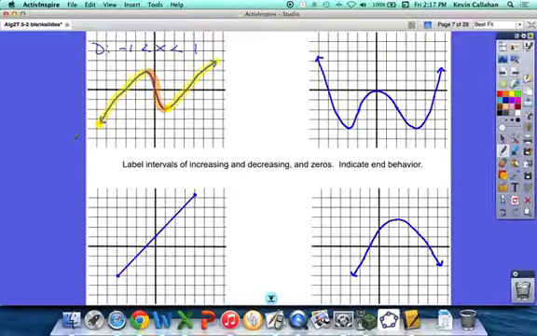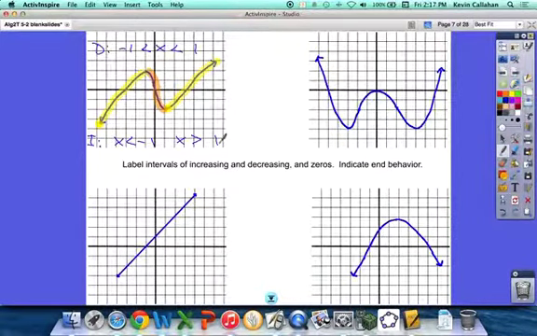So the way you would write it, you would say that it's increasing for x less than -1. Right? That means for all the x's less than -1, that thing is increasing. How would I write the interval from here to the right? X greater than 1. Right? X greater than 1.